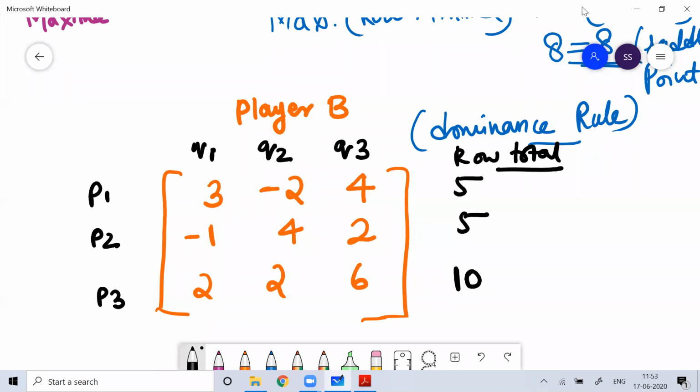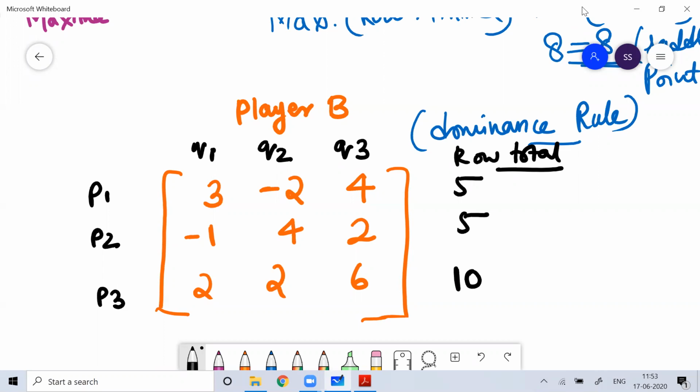So when we are using the dominance rule, what do you have to do? You have to find the row total. Okay, so the row total I found. Then what is to be done? You have to delete some rows.